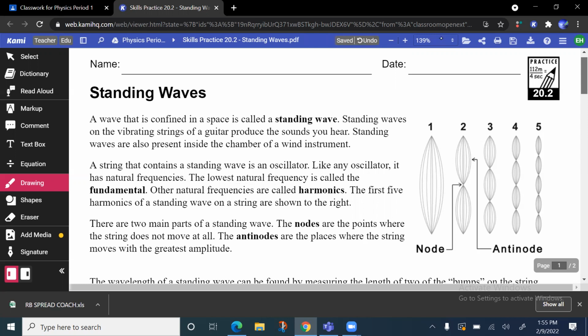There are two main parts of a standing wave. The nodes are the points of the string that do not move. The antinodes are the places where the string has the greatest amplitude. You can see nodes and antinodes represented in the picture over to the right. In the picture, you're given the first 5 harmonics: first harmonic, second harmonic, third harmonic, fourth harmonic, fifth harmonic.